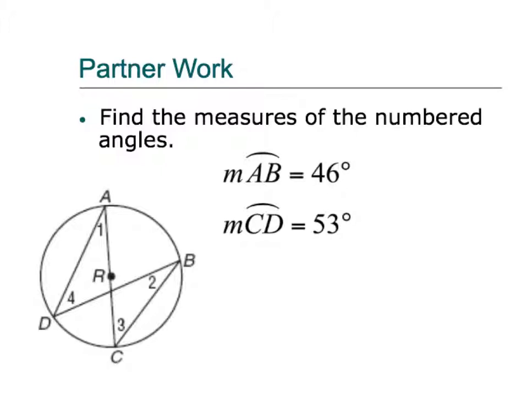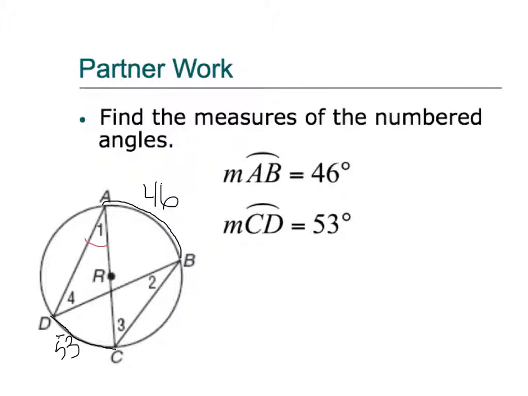Check this out with one another in class today. I'm going to ask you guys to find angle 1, angle 2, angle 3, and angle 4. What we're given so far is the measurement of arc AB is 46 degrees, and the measurement of arc CD is 53 degrees. So that's what I'm going to write down. That's the information I know. This is arc AB, 46 degrees. Arc DC is 53 degrees. Let's check out how we can find the measure of angle 1.